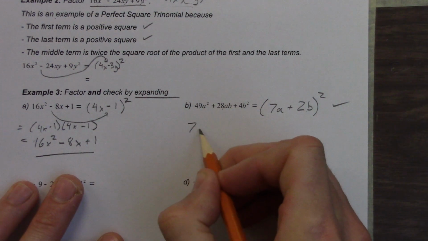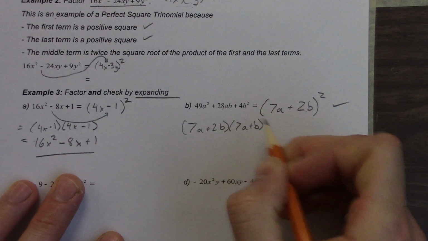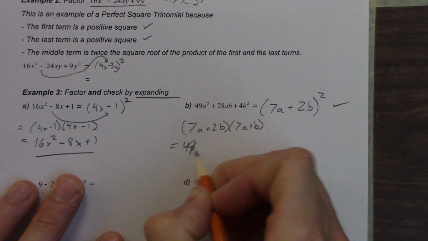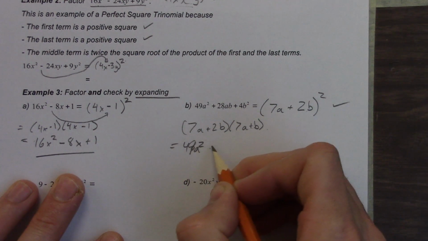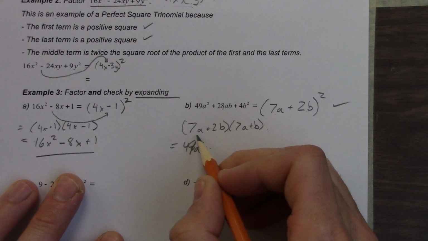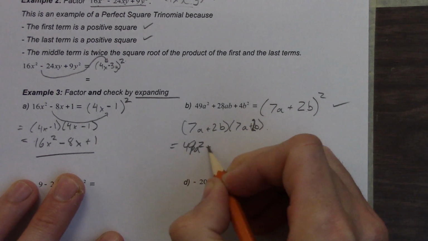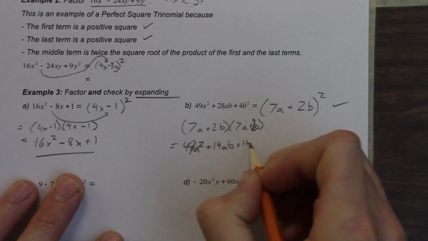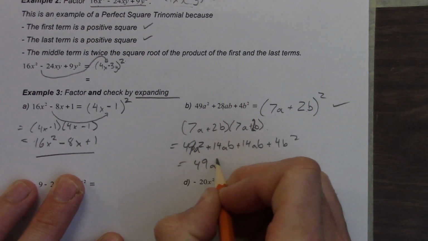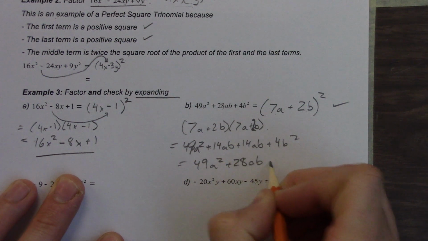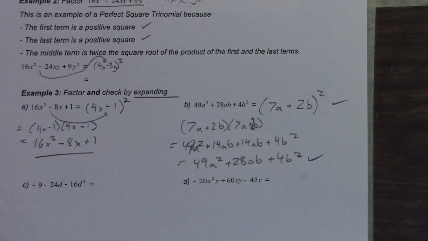Now it says to expand to check. The check is harder than the actual problem, right? We'll go 49a squared, and then we get plus 14ab plus 14ab, plus 4b squared, which equals 49a squared plus 28ab plus 4b squared.